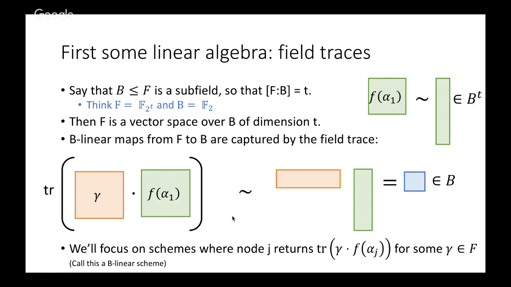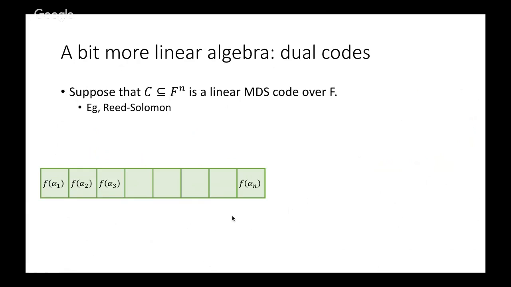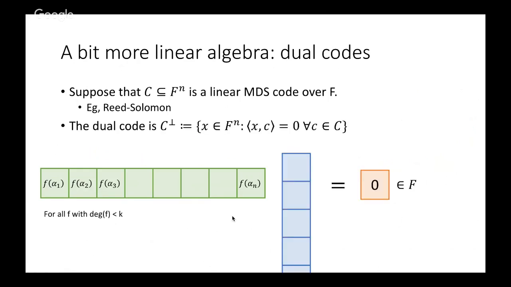Cool. Great. Okay, so speaking of duality, although now this is a different notion of duality in a different space, the second piece of linear algebra we're going to need is dual codes. Suppose that I have a linear MDS code over some finite field, for example, a Reed-Solomon code like this one. Then we define the dual code to be the set of all vectors over F to the n whose inner product with all of the code words is 0.